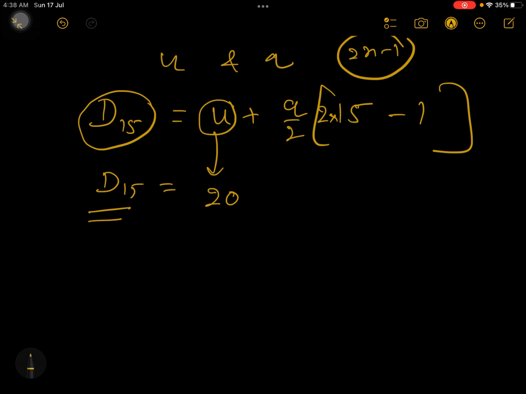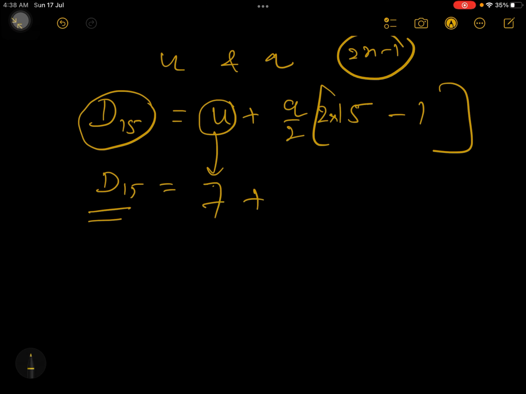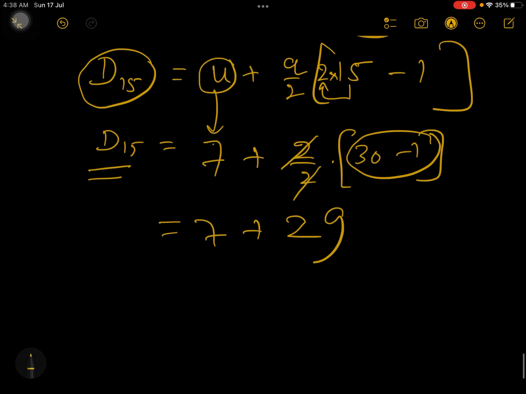So you substitute 7 here, my mistake, put here the u value 7 plus the a value we have got, 2. So you write down 2 into 2, and then 15 into 2 will give you 30. 30 minus 1 became 29, and the 2 and 2 cancelled out. So 7 plus 29 will be 36.